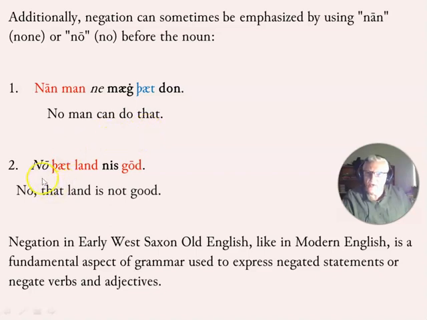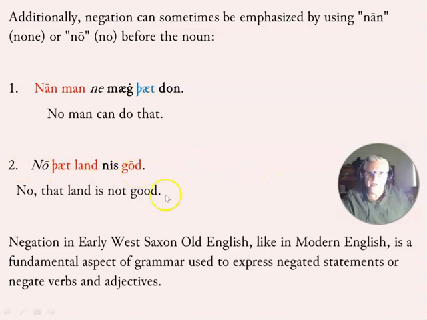Next one is nor that land nis good. No, that land is not good. You can sort of see that: not that land, not is good. No, that land is not good.